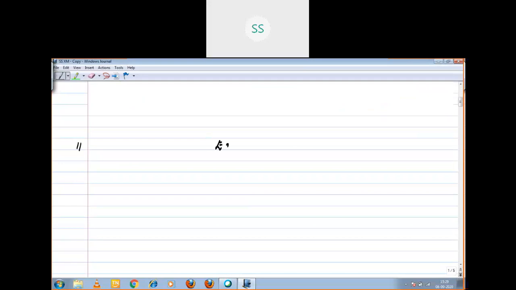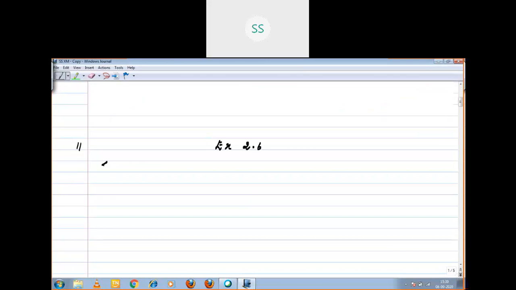Exercise 2.6 question number 11. If S1, S2, S3, etc. up to Sm are the sums of n terms of m APs whose first terms are 1, 2, 3, etc. and whose common differences are 1, 3, 5, etc. respectively, then show that S1 plus S2 plus S3 etc. up to Sm equals 1 by 2 mn into (mn plus 1), right? The statement I'm going to say in mathematical expression.